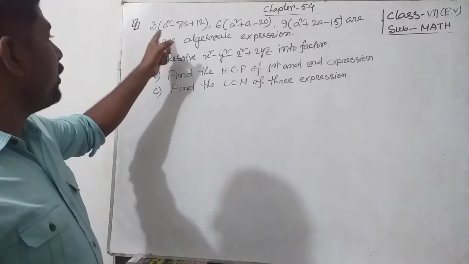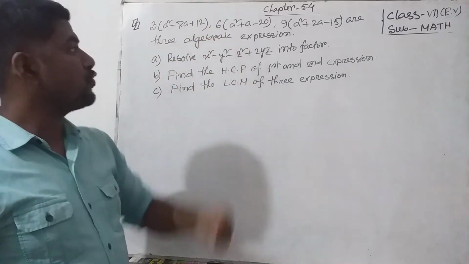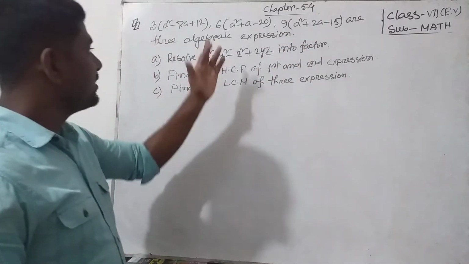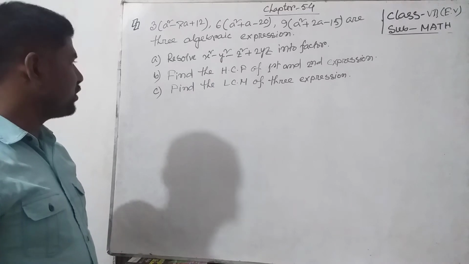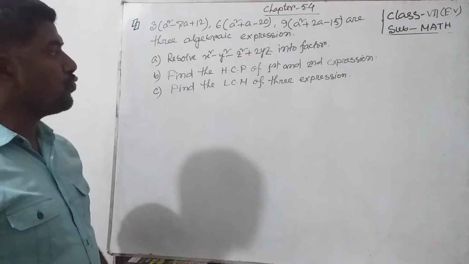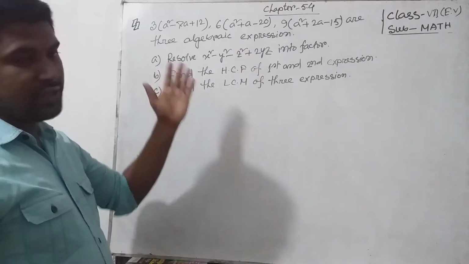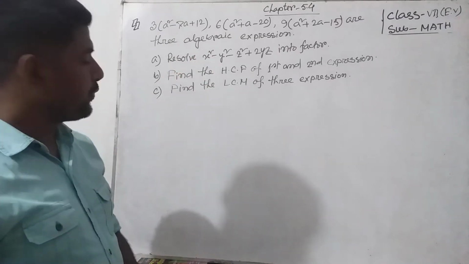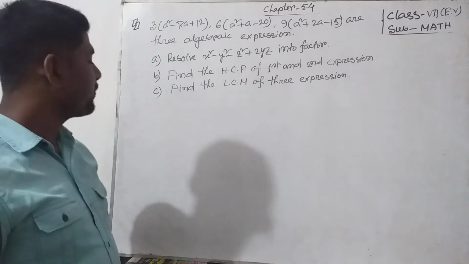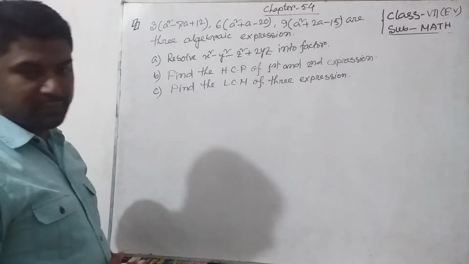My stem is: 3a square minus 7a plus 12, 6a square plus a minus 20, 9a square plus 2a minus 15 are three algebraic expressions. My first question: resolve x square minus y square minus z square plus 2yz into factors. My first question is not related to the stem. Number B, find the HCF of the first and second expressions. Number C, find the LCM of the three expressions.